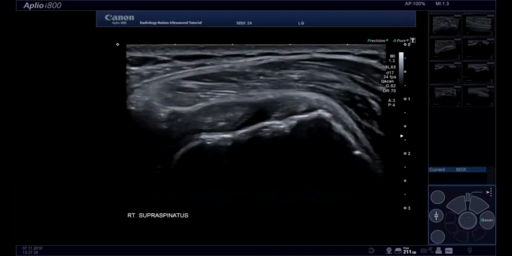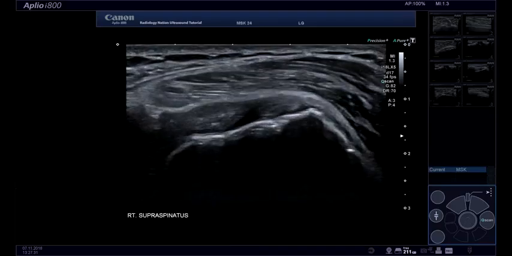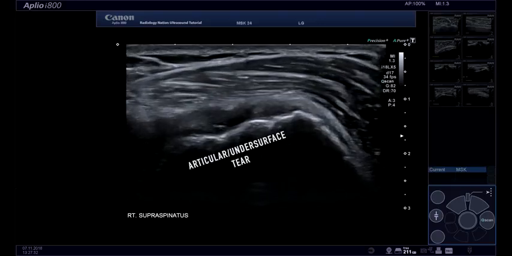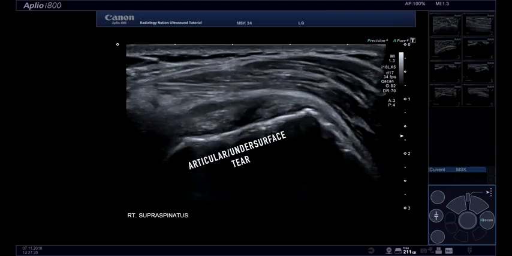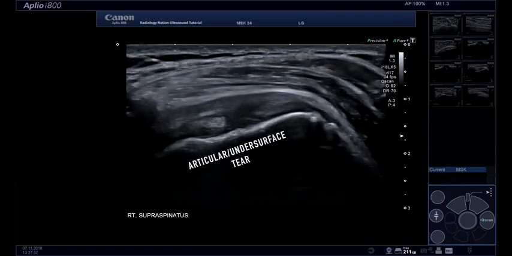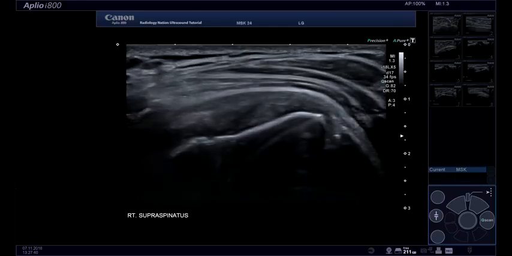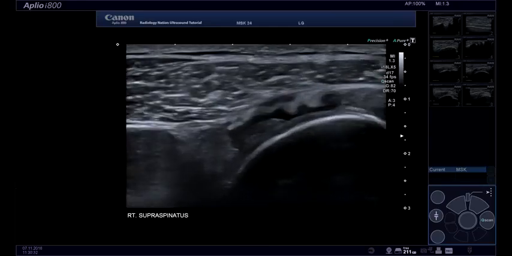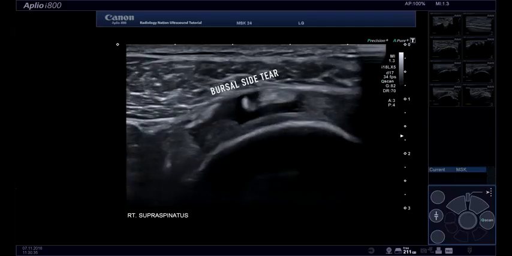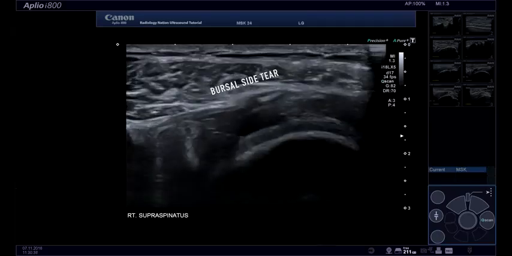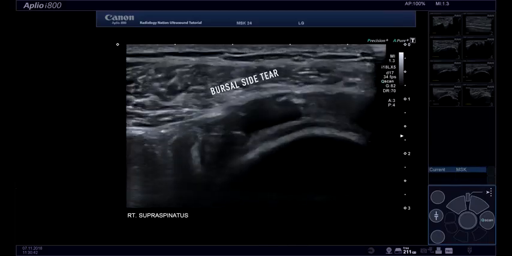Tendon tears are another common disease entity. These can be divided into partial tears or full thickness tears. Partial tears typically affect either the articular side or the bursal side of the tendon. This example of an articular-sided supraspinatus tear demonstrates a hypoechoic cleft in the undersurface of the tendon. In this example, the partial tear is seen on the bursal side of the supraspinatus tendon. Note the intact articular-sided fibers underneath the torn bursal fibers.